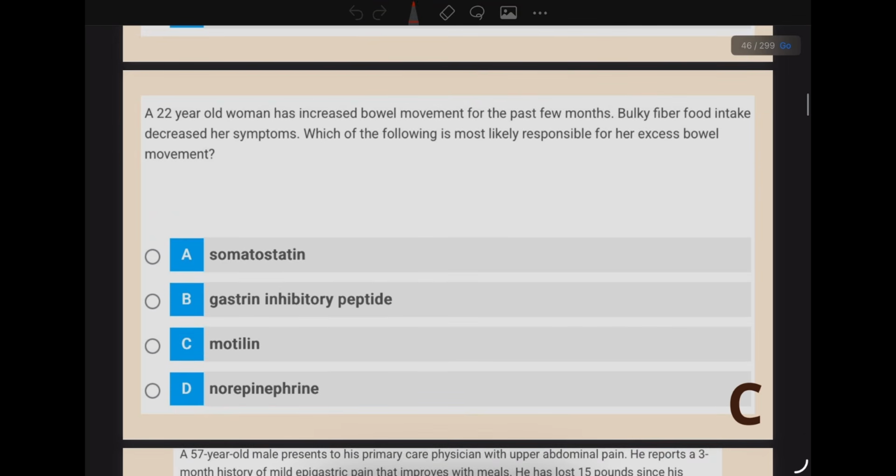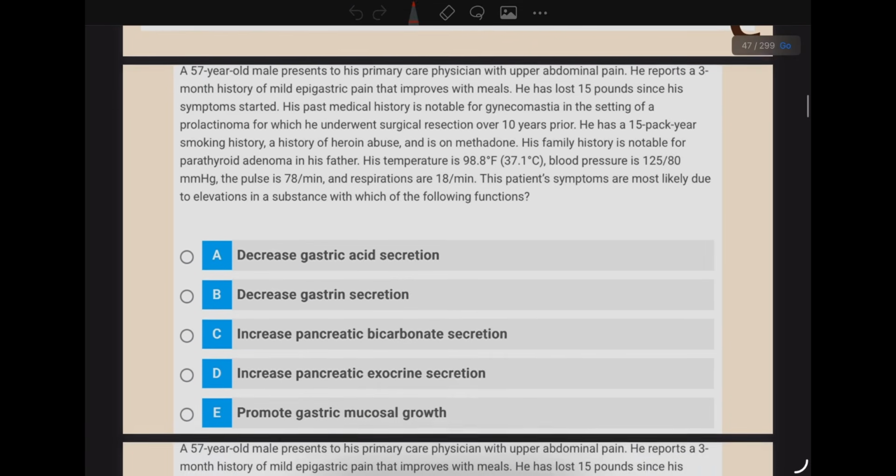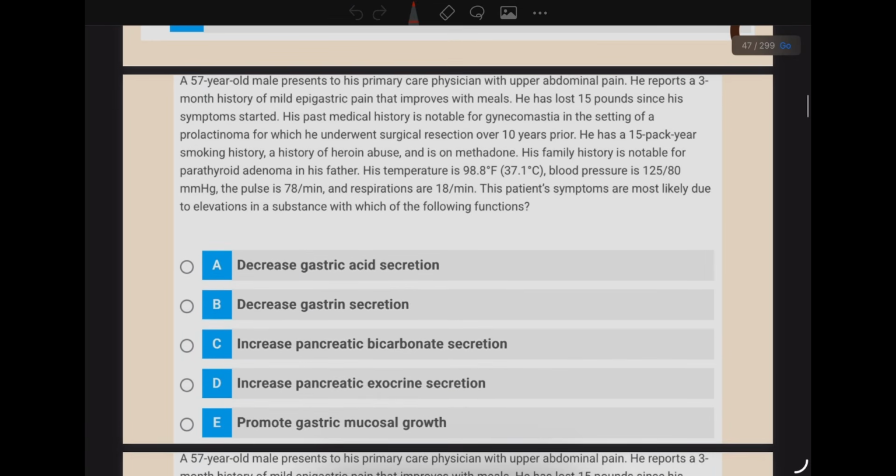Here it's asking about increased bowel movement and everything is moving a lot, so of course it will be motilin. Who increases the motility most? It's motilin, always.